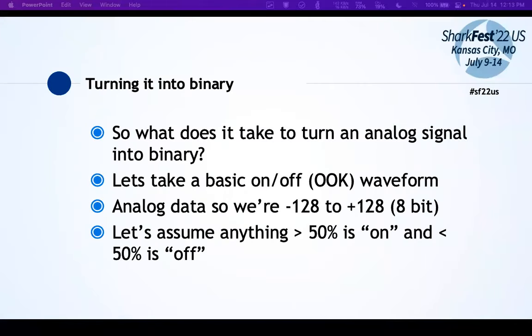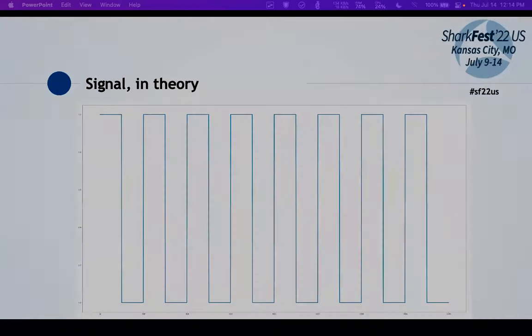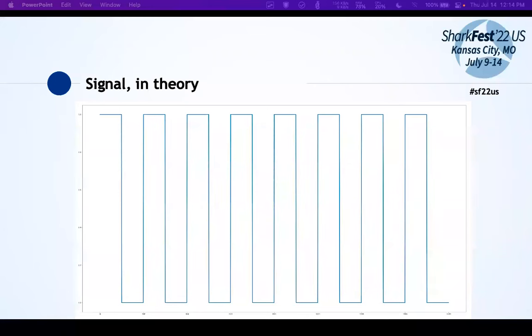So then we need to take those analog signals where we have a number that's basically -128 to +128 if it's 8-bit. We need to figure out how to extract the digital signal from that. So we can just say, okay, anything greater than 50% is on and anything less than 50% is off. So that would make sense.